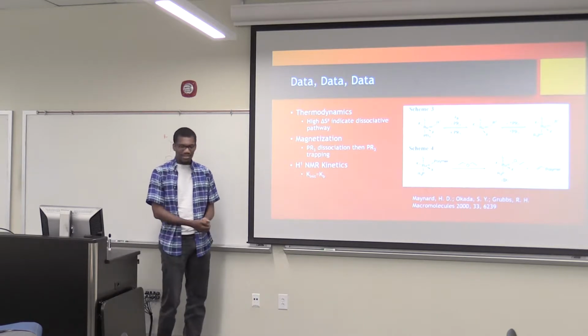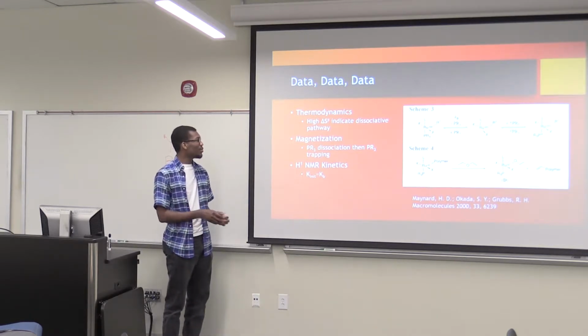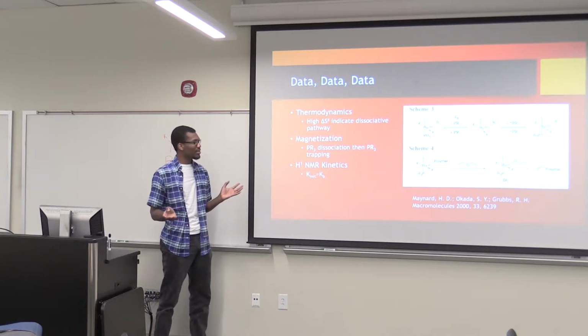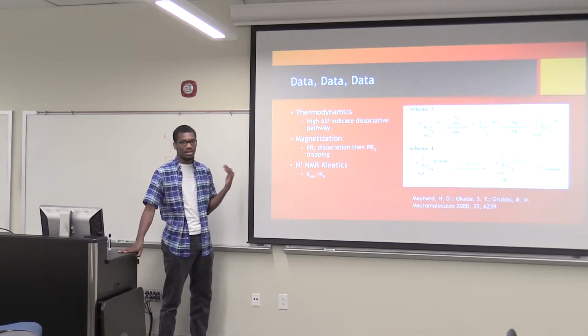Then they collected a bunch of data. Their thermodynamic data indicated that it followed a dissociative pathway because it had a high delta S of activation. That just means that because it required so much more energy, it was likely the lower electron species in the medium.